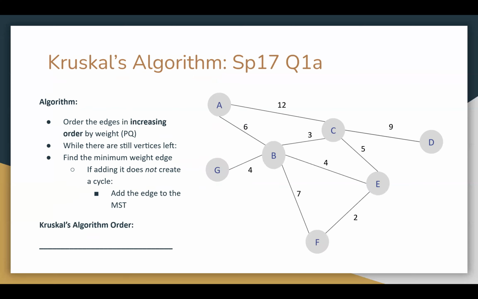Okay, so as an example, we're going to implement Kruskal's algorithm on this graph. And this is a question from the spring 2017 final. They also asked to write out the edges in the order that Kruskal's includes them in the minimum spanning tree. I'll give a minute to work on it.